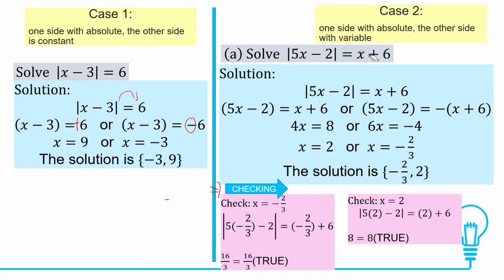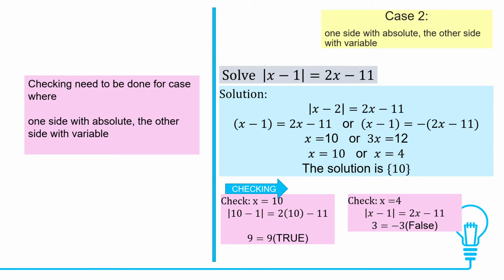So in this case, the way to do it is the same. When I want to break this absolute, one is positive and another one is negative, and then I rearrange everything, I get this answer. But as I said before, if you have a variable on the other side, you must do the checking. And how to do the checking? Substitute the value given here into the original equation. Then you check whether the left hand side equals the right hand side. And fortunately, in this case both are valid.